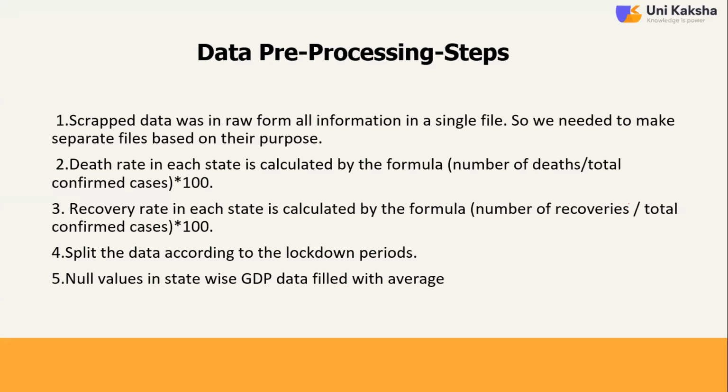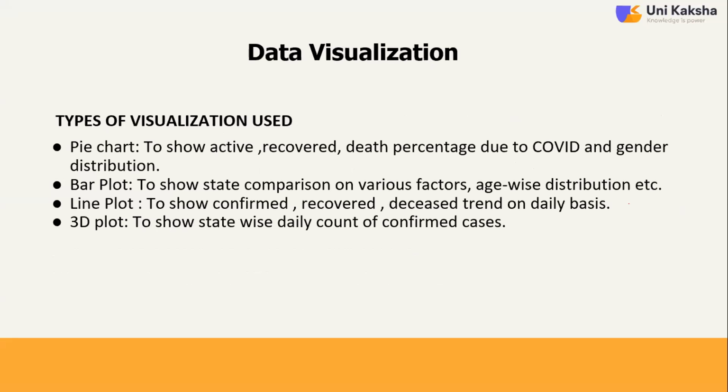You need to visualize some parameters as well as the data or the reports, some plots as well as graphs. For that purpose, we have data visualization libraries. The different types of visualizations we have used are pie chart, bar plots, line plots, and 3D plots. Using a pie chart, we can show the active and recovered cases as well as the percentage of COVID and the gender distribution in this pandemic. Then the bar plot will show the state comparison of various factors, age-wise distribution, etc.